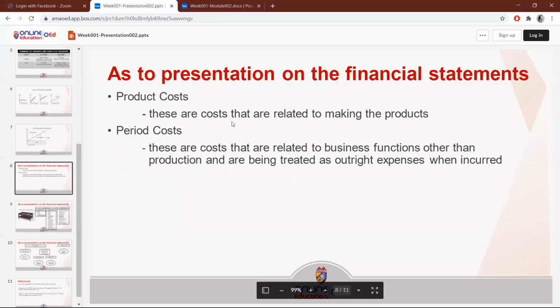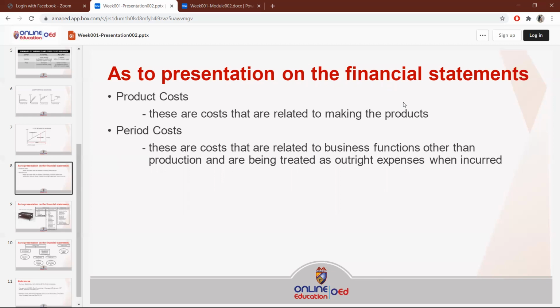As to presentation on the financial statements, where do we see the product costs and period costs? They are in the income statement. The product cost is usually in the cost of goods sold. The period cost is usually in the operating expenses.